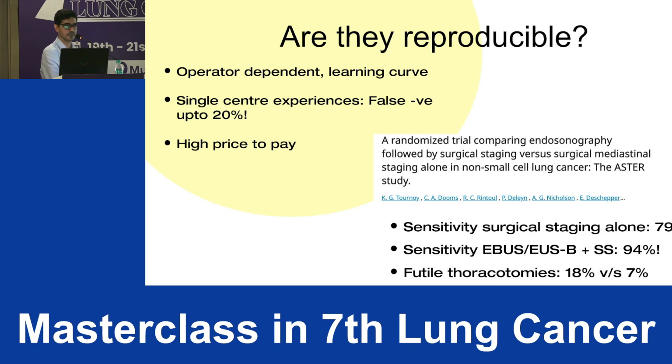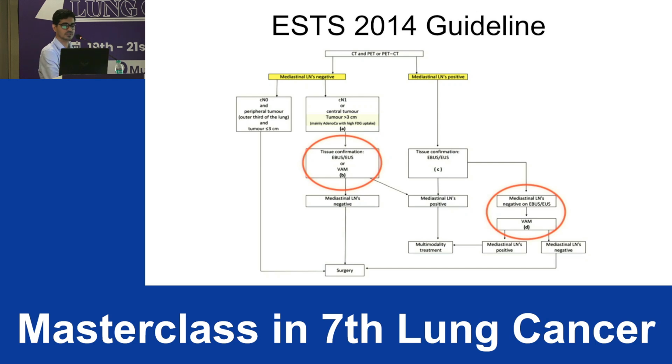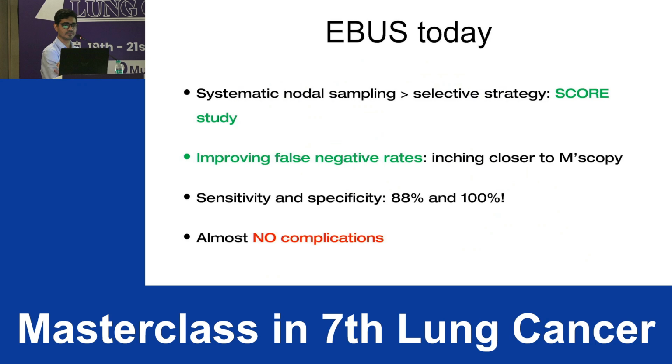This is the ASTER paper published in 2010, which says that if EBUS is negative and you do surgical staging, that is mediastinoscopy, your sensitivity of staging is going to increase. Based on this paper, ESTS published its guideline: go ahead with EBUS, but if EBUS is negative, confirm that with mediastinoscopy and then proceed for the treatment.